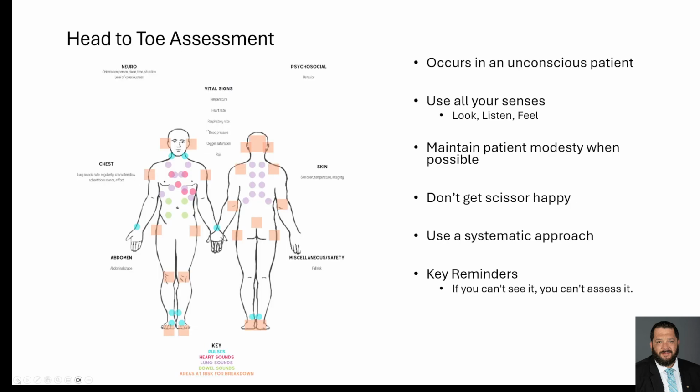All right, let's talk about the head to toe. So this is in a patient who may be having a medical event, or may have had a traumatic event, but it's in the unconscious patient where you have no ability to get any historical information. So you're really going to try hard to find visual clues, make sure that you have assessed your patient. First things first, remember that with assessment, you have to be able to look, listen, and feel, and you can't assess what you can't see.